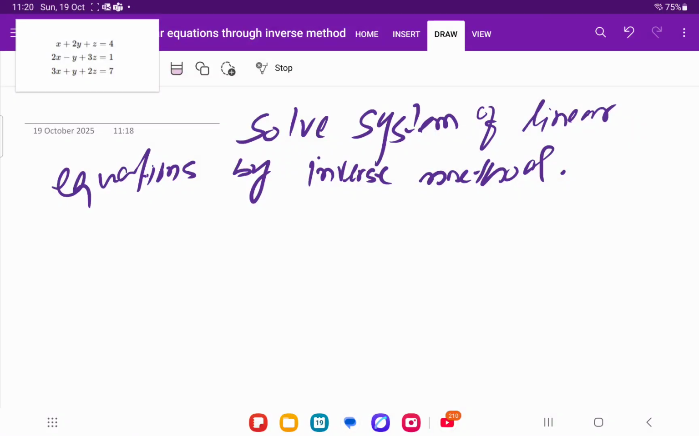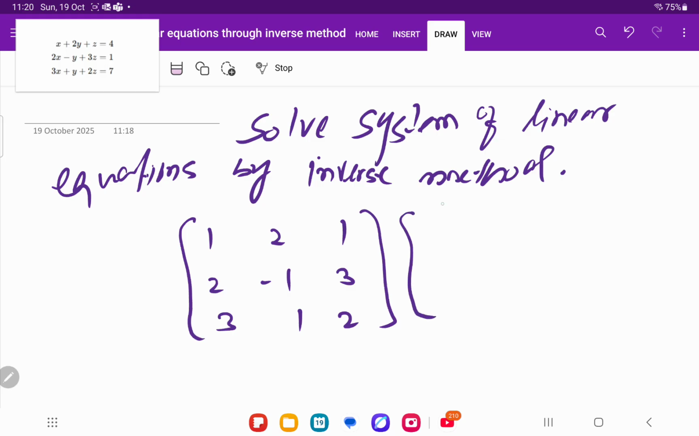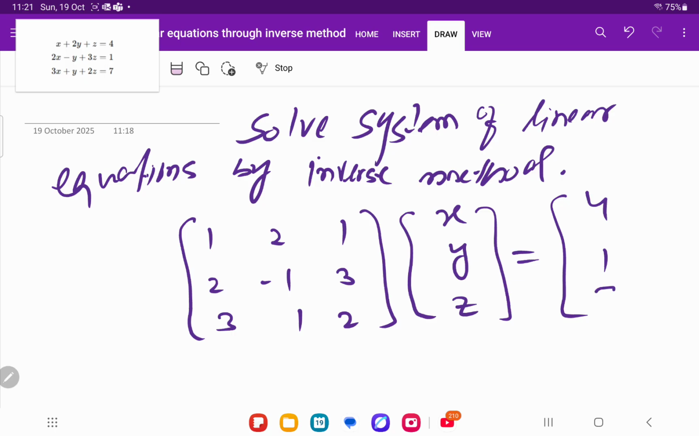So first of all, we will write the system of linear equations in standard matrix form. Whatever the coefficients of the variables are, we will write those coefficients. The coefficients are 1, 2, 1, 2, minus 1, 3, 3, 1, 2. First complete this matrix, and then write x, y, z equal to 4, 1, 7. So the matrix is written.